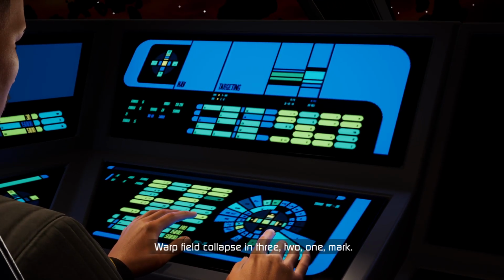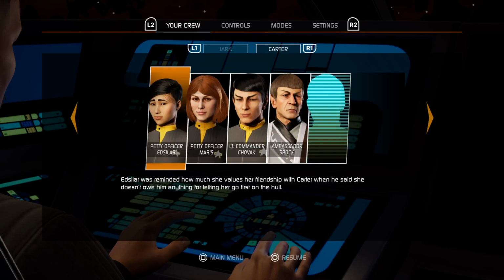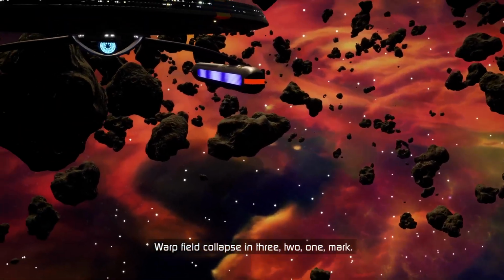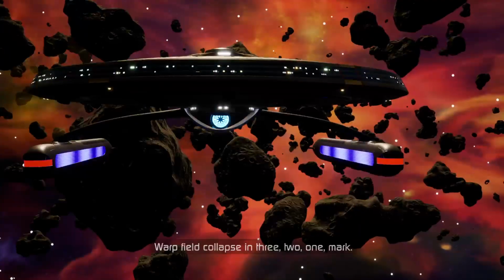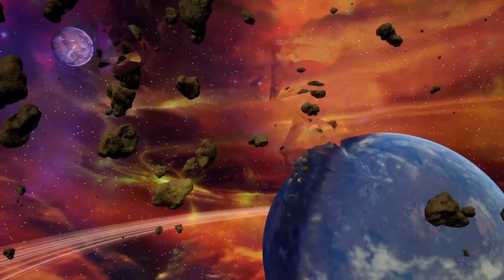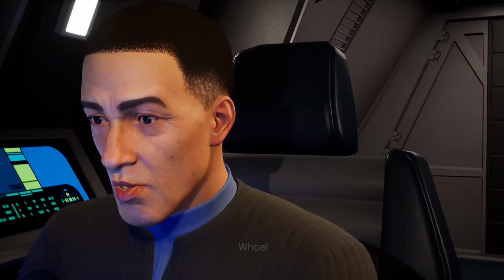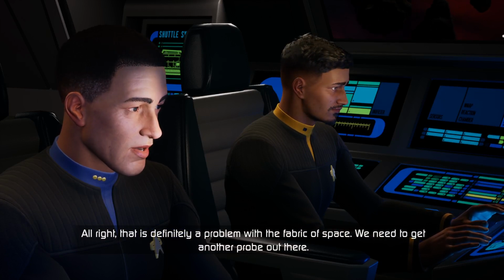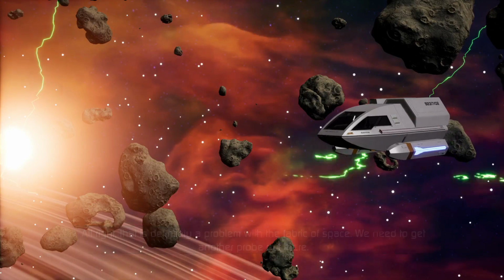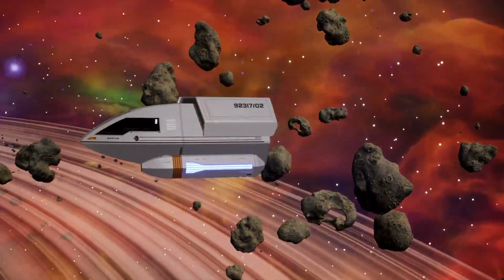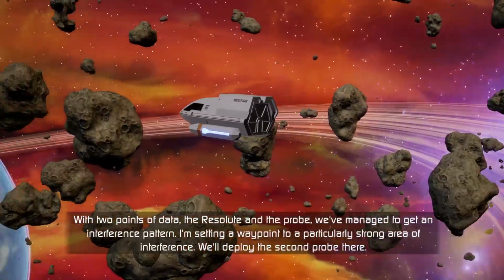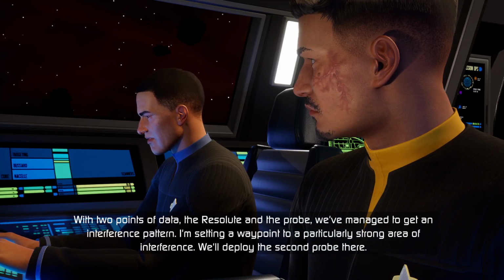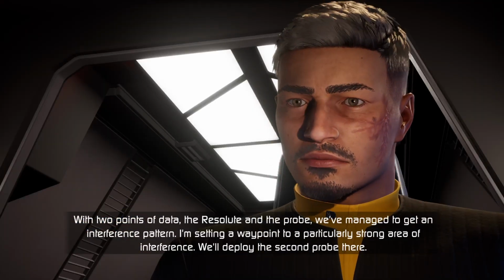Test is running. Warp field collapse in 3, 2, 1. Whoa. All right, that is definitely a problem with the fabric of space. We need to get another probe out there. With 2 points of data, the Resolute and the probe, we've managed to get an interference pattern, setting a waypoint to a particularly strong area of interference. We'll deploy the second probe there.